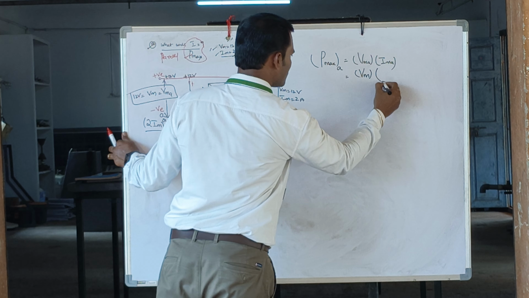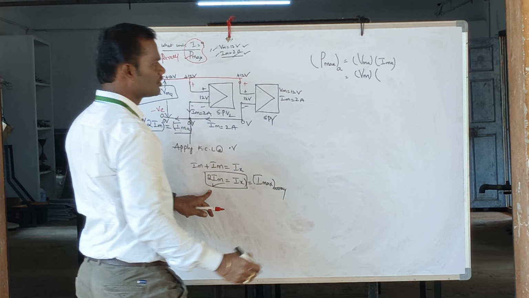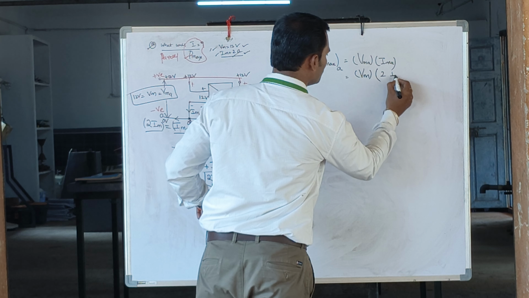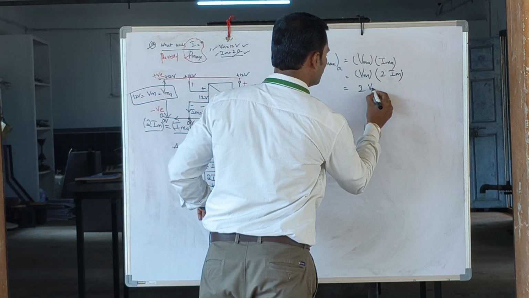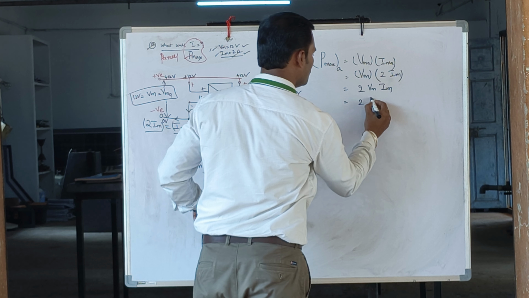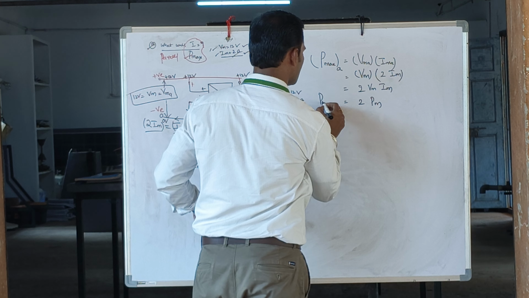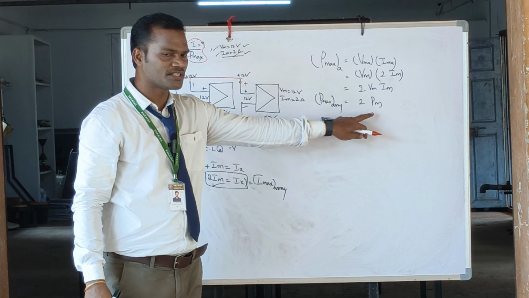The maximum voltage of the array is Vm. What is the maximum current of the array as per the problem? 2 into Im. So I can simplify it as 2 into Vm into Im, and I can write this as 2 into Pm. So the maximum power of the array when they are connected in which connection? Parallel connection.